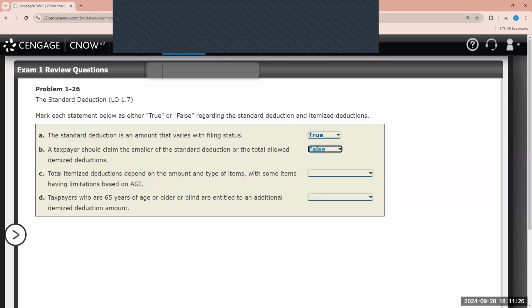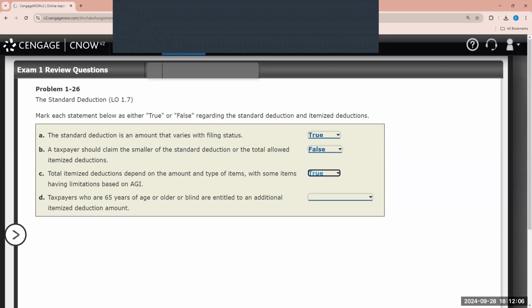C, total itemized deductions depend on the amount and type of items, with some items having limitations based on AGI. This is true. Total itemized deductions, as mentioned, represent personal expenses that Congress has allowed as tax deductions. However, there are certain itemized deductions that have limitations based on adjusted gross income. This includes medical expenses, certain taxes, certain miscellaneous expenses. They are limited based on adjusted gross income, aka AGI.